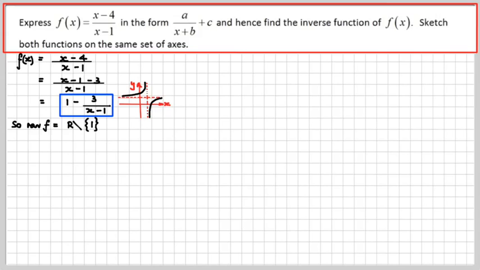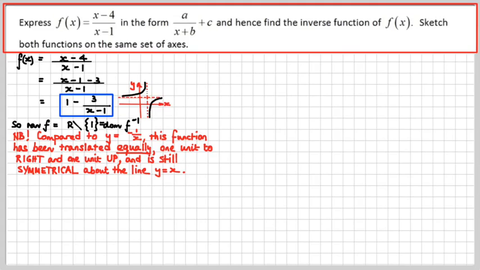You'll know why. So now, proceeding onwards, ever onwards, the range of f, yes, it's everything except where y is 1, as you can see from the visual over here. But that's going to be the domain of the inverse, isn't it? NB, here we go. Compared to y equals minus 1 over x, this function has been translated equally, one unit to the right and 1 unit up, and is still symmetrical about the line y equals x, and hence we're going to find that the inverse is the same as the original function.